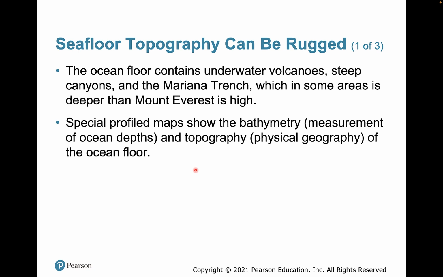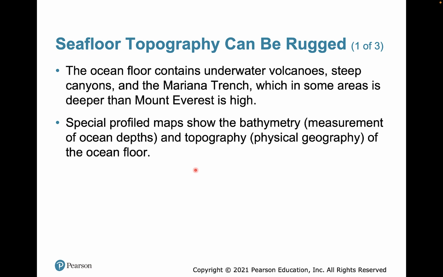The ocean floor itself is not flat, okay? There are underwater volcanoes, right? So there's volcanic activity under the ocean. There are really deep canyons, and the deepest part of the Earth is the Marianas Trench, which in some areas is deeper than Mount Everest is high. So you can take Mount Everest, which is like 6 miles tall, and put it down in certain parts of the Marianas Trench, and you will still have a mile of water over top of the mountain, okay? So it's super, super deep. We've been down there too.